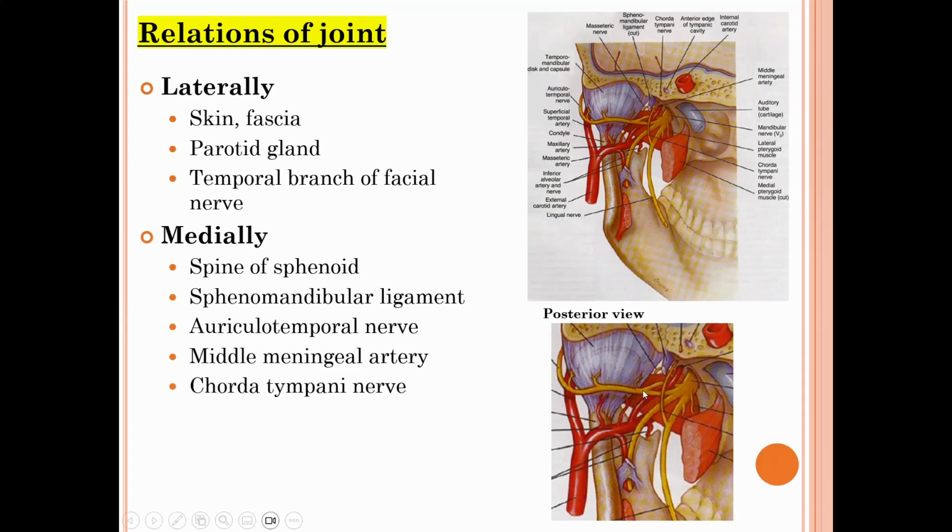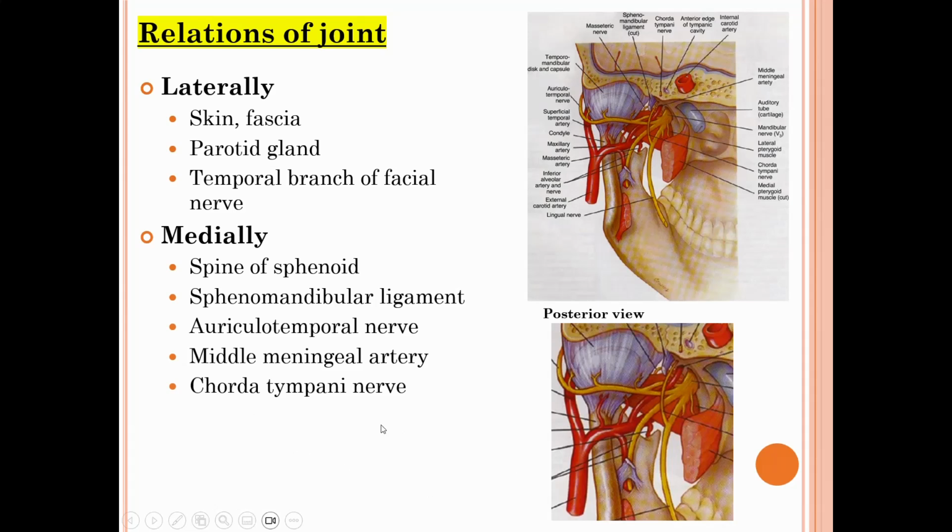So that is how you will identify the middle meningeal artery: it will be present between the two roots of the auriculotemporal nerve. Can you see here the auriculotemporal nerve is going? So you are able to see the posterior division of the mandibular nerve, and you can see here this is the foramen ovale and this is the foramen spinosum. Foramen ovale, the male structure; foramen spinosum, the other structure.